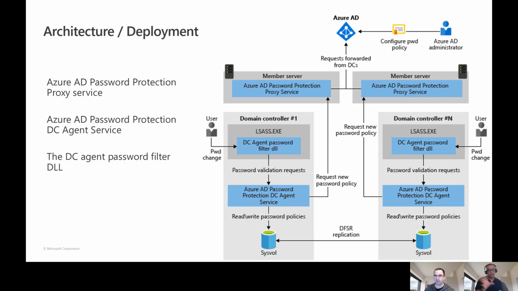Okay, coming back to the architecture scenario. The first thing I'm going to need is Azure AD P1, of course, or P2, to be able to use this feature. Then I will be installing two agents: the Azure AD Password Protection Proxy Service, and then the Azure AD Password Protection DC Agent Service. The DC Agent Service runs on the domain controller. Now you might ask why we have a proxy and not directly the DC Agent Service. The reason is you don't want your DCs to talk to the internet in general.